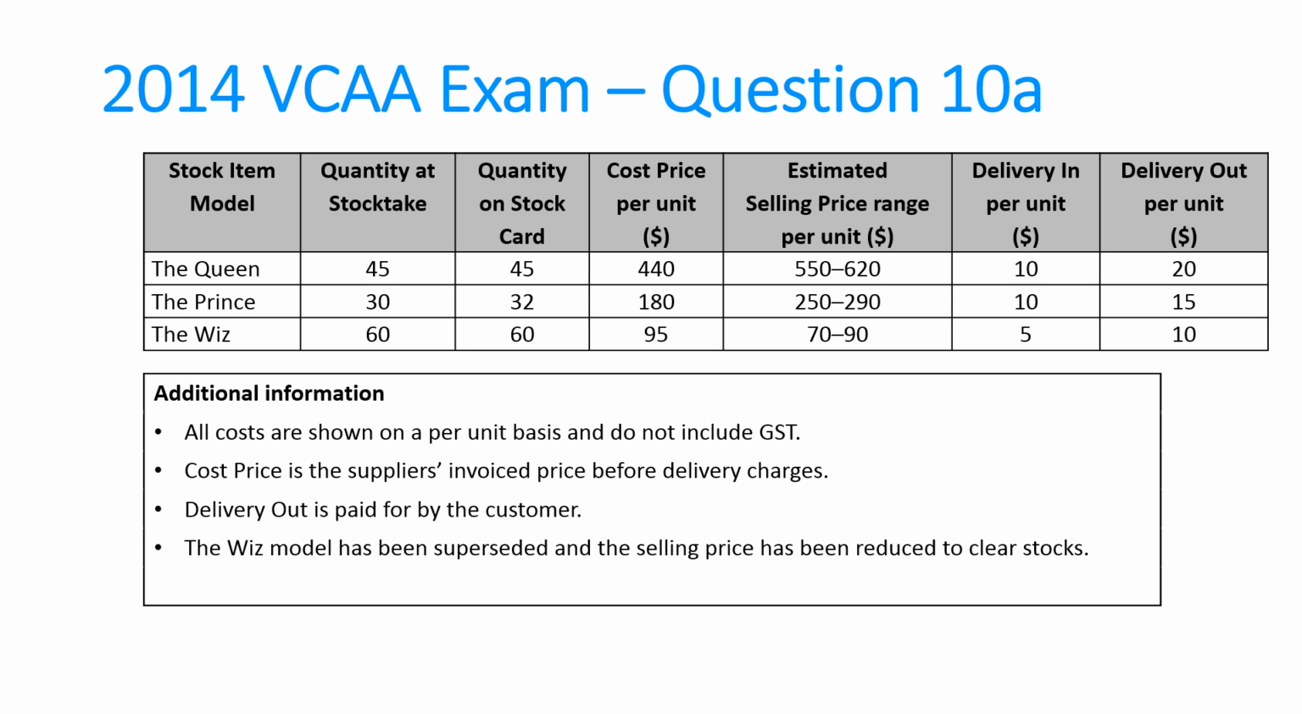The Whiz model has been superseded and therefore the selling price is going to be reduced. And every one of these, they're actually coffee machines. Every one of these coffee machines is going to come with a packet of coffee pods as kind of a sales promotion. So that'll cost $10 plus GST for every coffee machine sold.